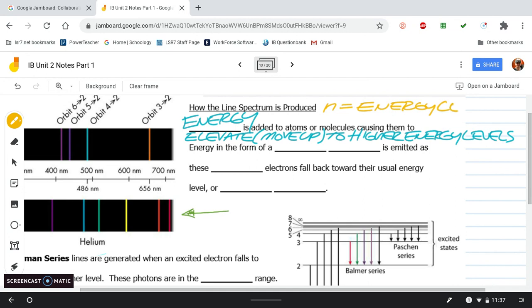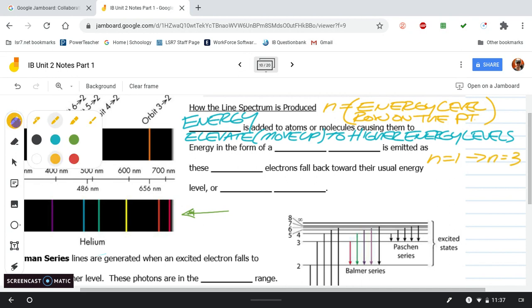And an energy level is the same as a row on the periodic table. So it's a row on the periodic table. And so it's not something weird. It's literally just talking about a row. And so you could have something go from like n equals 1 to like n equals 3. So it elevated energy levels because it went up. So this is an elevation. I went from 1 to 3.